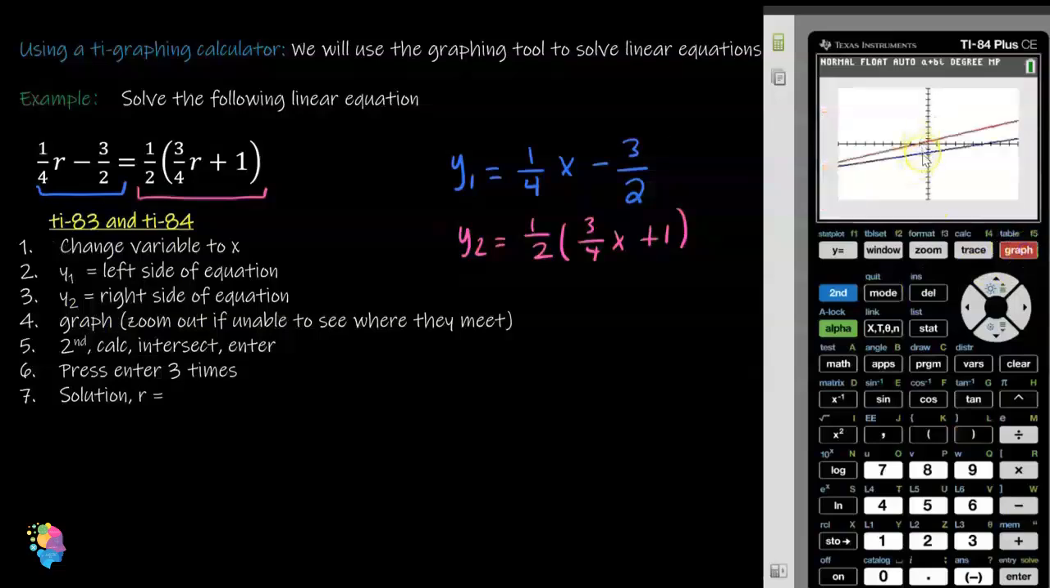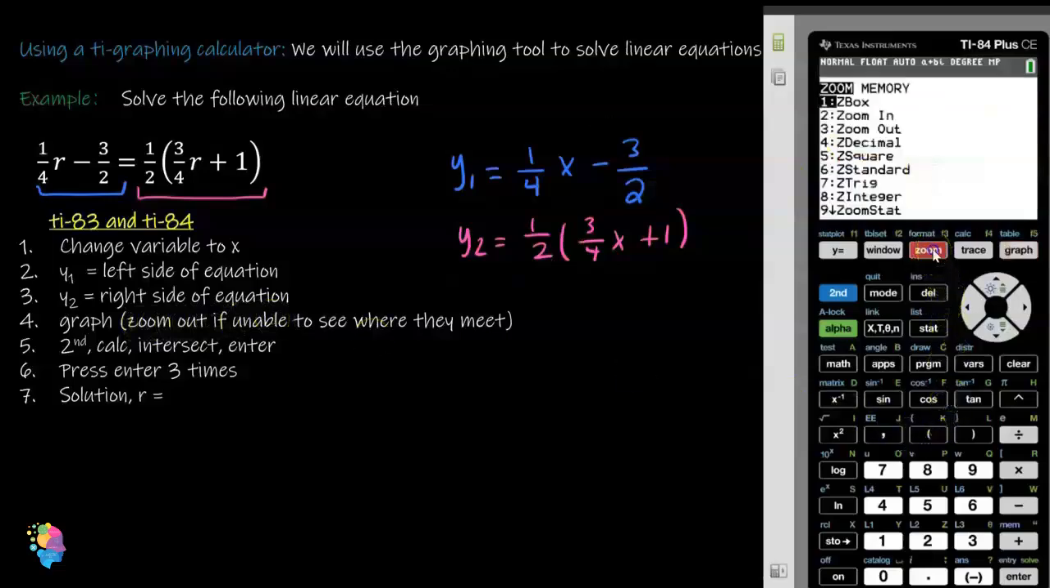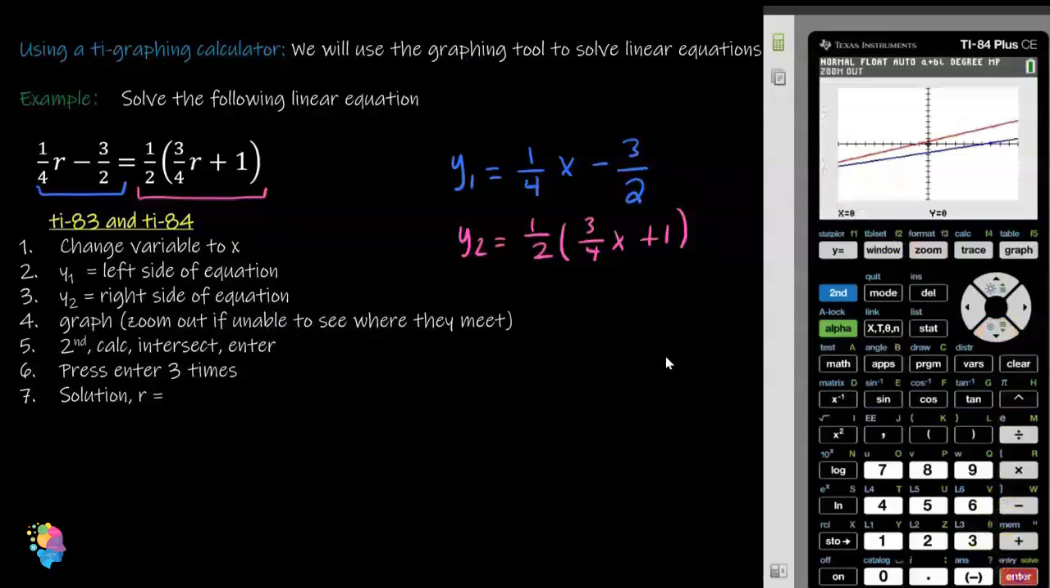Now I can see both of my graphs, but I don't see where they meet. You see that? It seems that the way that they are running, they should meet somewhere out here. So I'm going to have to zoom out so that I can see where they meet. So we go to zoom. The out is number 3. So zoom out. Let's go down to 3 and press enter. And here we go.